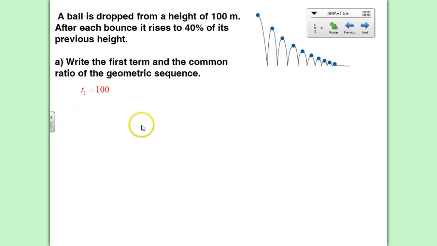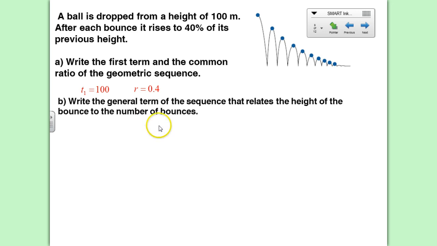Well, clearly the first term, it's starting at 100. After one bounce, it's only 40%. So here's where you're thinking, is it 60, is it 40? And what do I have left in terms of height? I have 40% left. So therefore, the common ratio is 0.4. If we were to write a general term for this sequence, we simply plug in these knowns into the formula, and we end up with t_n equals 100 times 0.4 to the n minus 1.